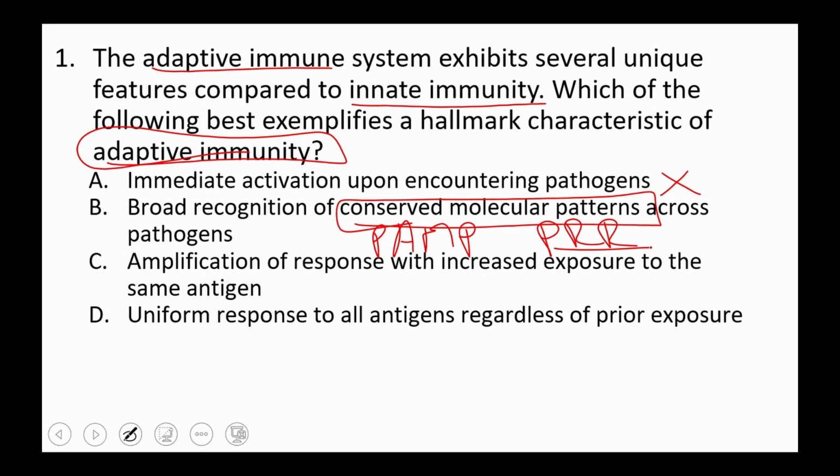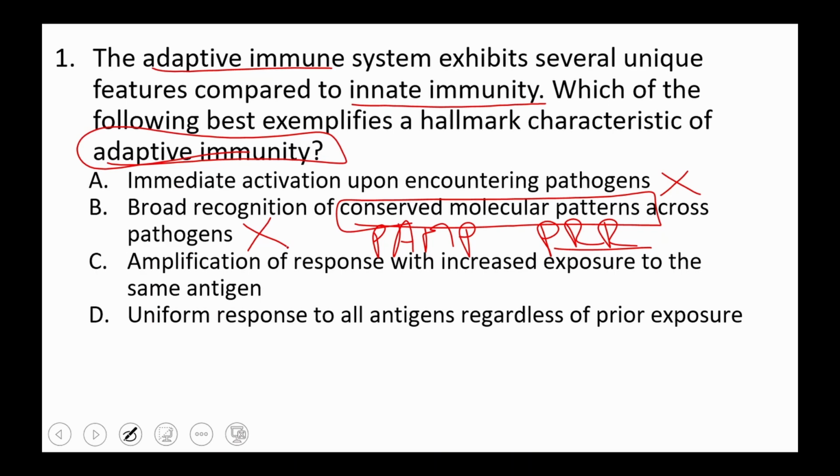So these pathogen-associated molecular patterns are limited and conserved on foreign microorganisms. So the feature of the innate immunity is recognizing these conserved molecular patterns rather than specific or minor molecular differences between antigens. So that makes it non-specific. So this is not a feature of the adaptive immunity.